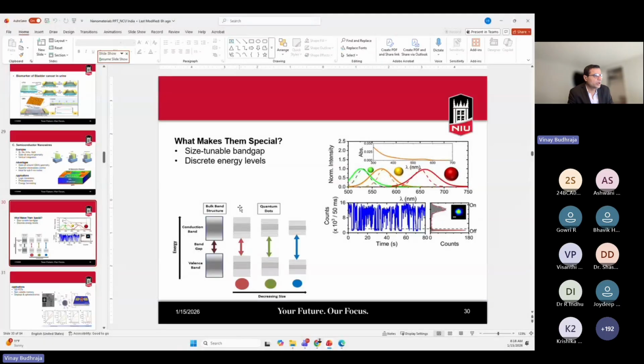You can control the size, so they have a size-tunable band gap. It has discrete energy levels, and with decreasing size, different energy levels become available, and it changes the optical properties. So you can see the normalized intensity of the wavelength changes with the size. So the band gap can be tuned with respect to the size.